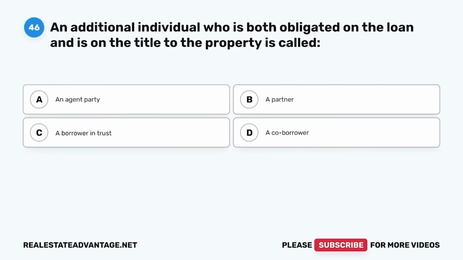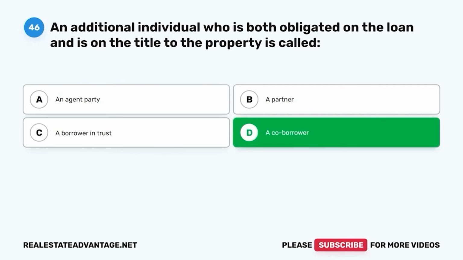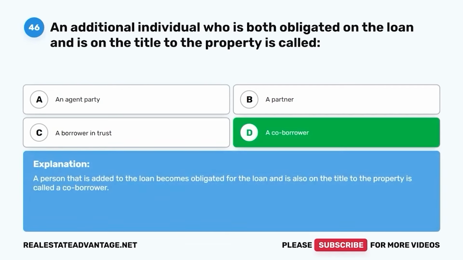Question 46. An additional individual who is both obligated on the loan and is on the title to the property is called A. An agent party, B. A partner, C. A borrower in trust, D. A co-borrower. The correct answer is D, a co-borrower. A person that is added to the loan becomes obligated for the loan and is also on the title to the property is called a co-borrower.